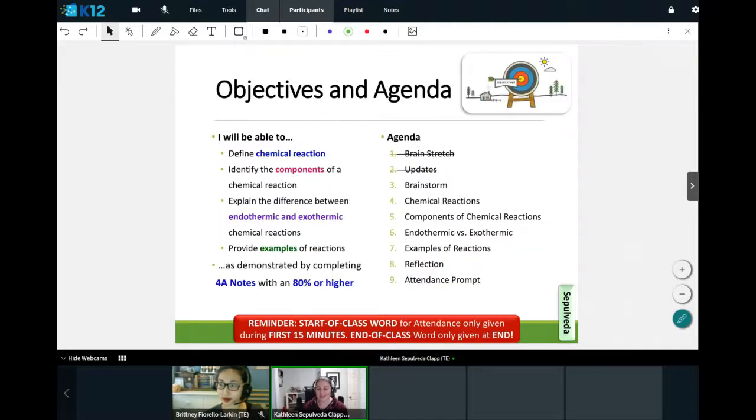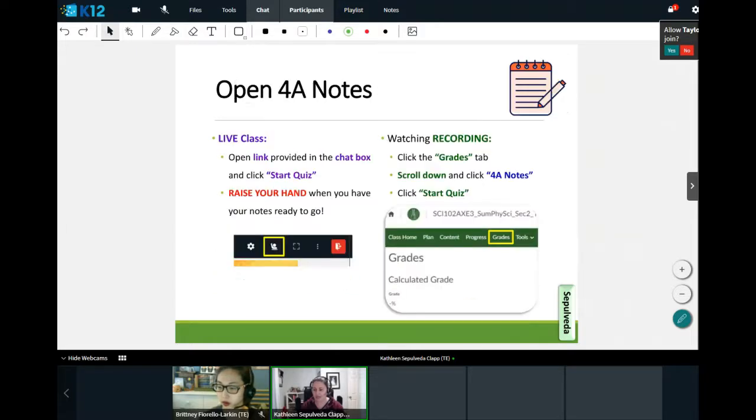So let's go ahead and take a look at this. We're going to define chemical reactions. We're going to identify the components of a chemical reaction. We're going to explain the differences between endothermic and exothermic chemical reactions and provide examples of reactions, all demonstrating it through our 4A notes, okay? Our 4A notes. So let's go ahead and take a look.